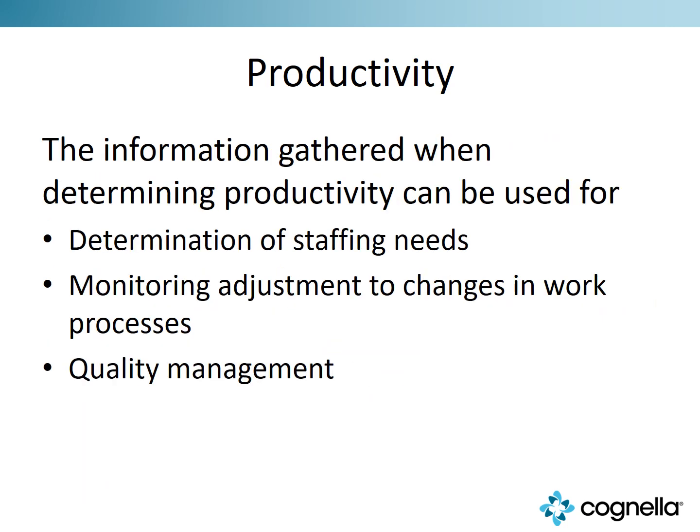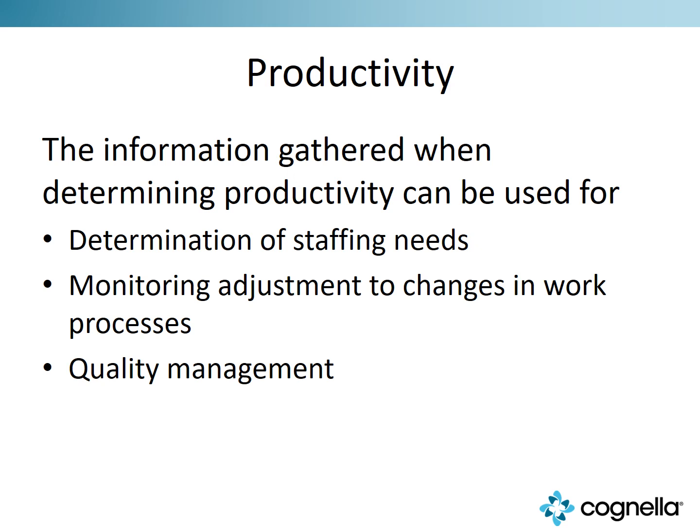Information gathered when determining productivity can be used, in addition to showing effectiveness, to help determine how much staff you need. This is very helpful, particularly when trying to justify hiring new staff. If you're showing that your productivity is declining, or that with an additional FTE your effectiveness and productivity could go up, that kind of data is often helpful in trying to justify an additional FTE.